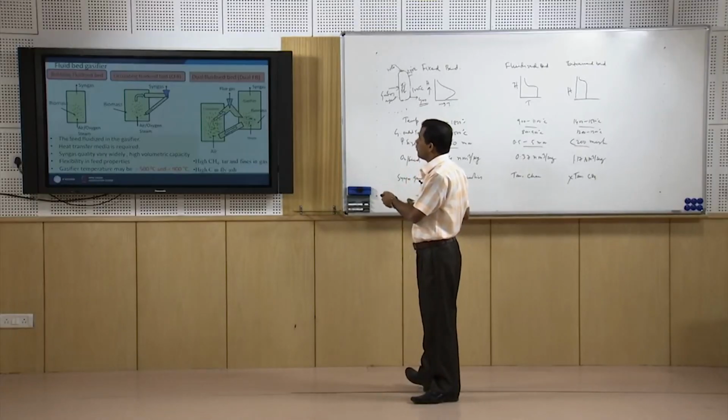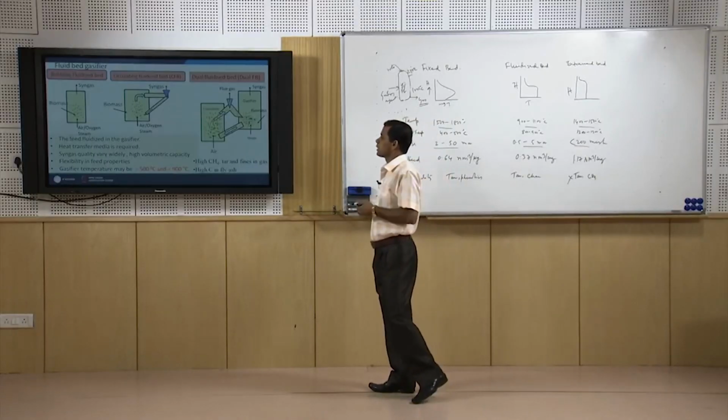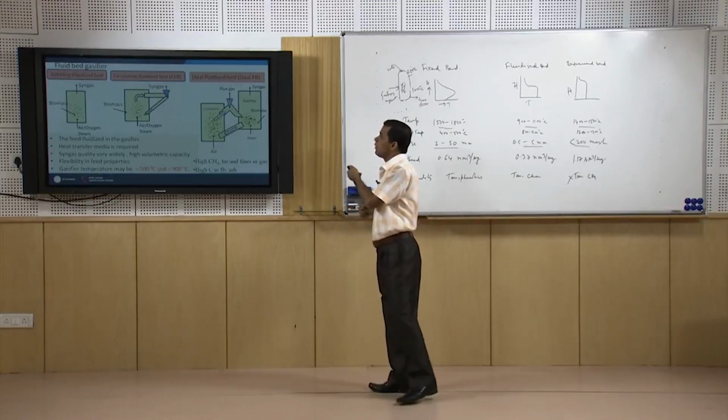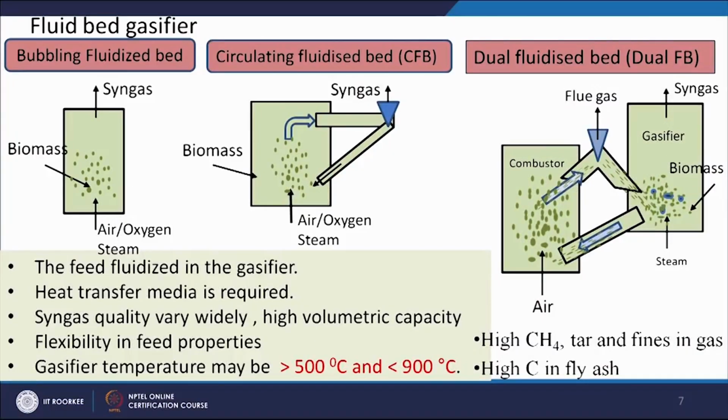The new development for biomass and waste gasification through fluidization is the dual fluidized bed gasifier. In the dual fluidized bed gasifier, two chambers are used. The first is the combustor and the second is the gasifier. In the combustor we send a controlled amount of oxygen, and in the gasifier we send steam. So, the gasification reactions go on.